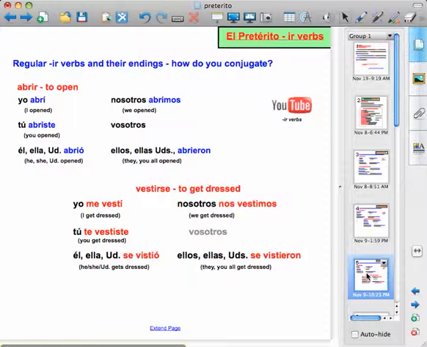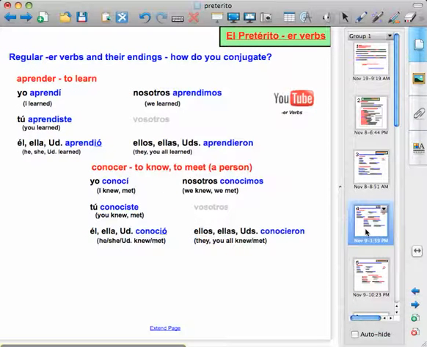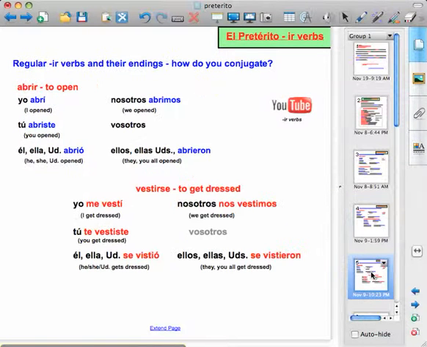Look at the IR verbs. Take a second and look at the endings of the IR verbs, just that top verb, abrir. Now let's go back to the ER verbs and look at those. Back to the IR. What you should notice is that they are exactly the same endings. So instead of learning 3 new sets of endings, you're only learning 2, because one applies to both ER and IR verbs. So that's kind of nice. You don't have as much to learn.